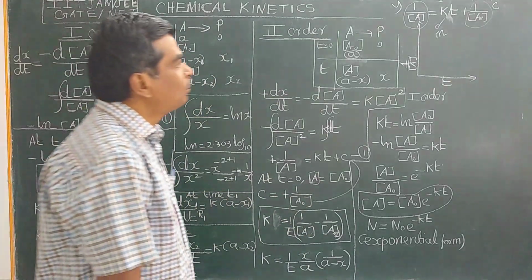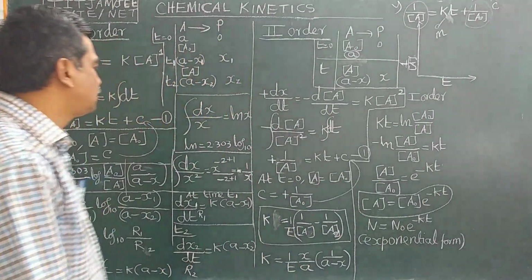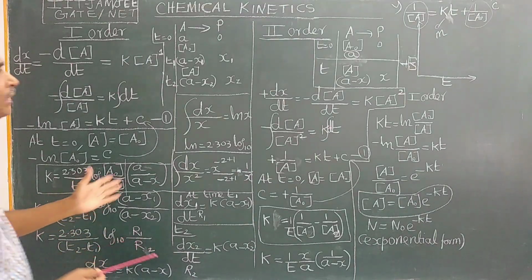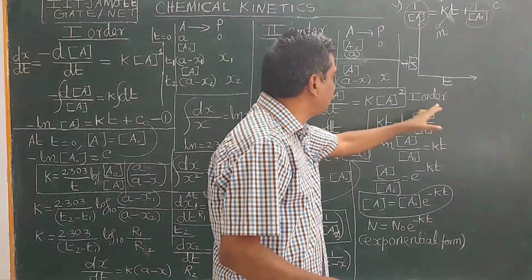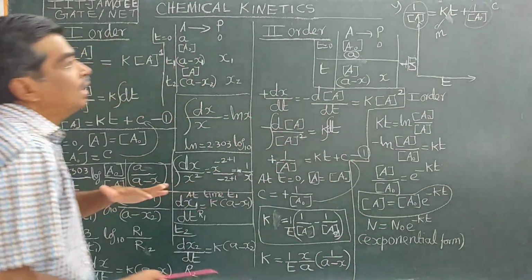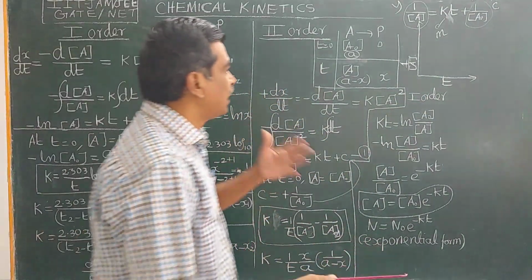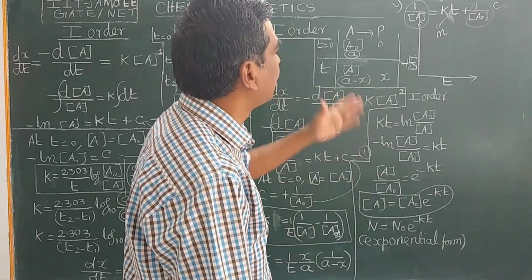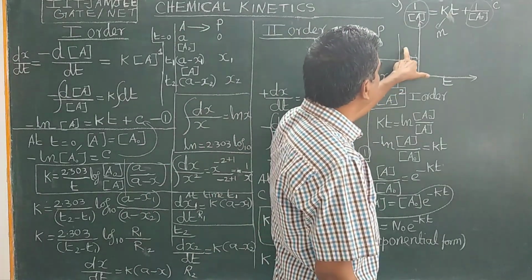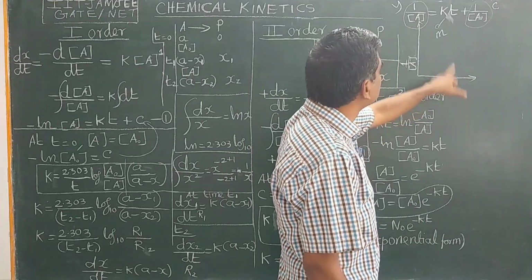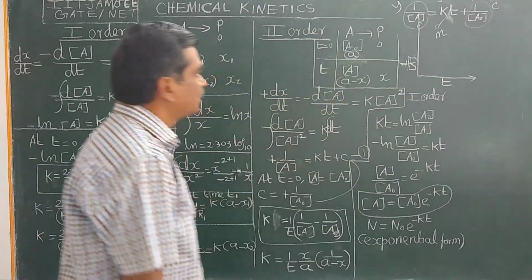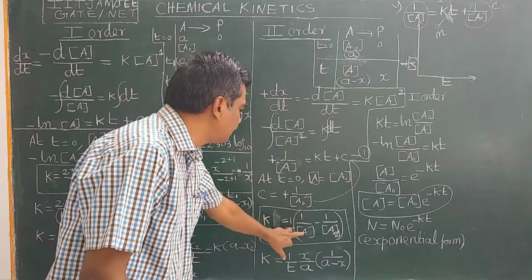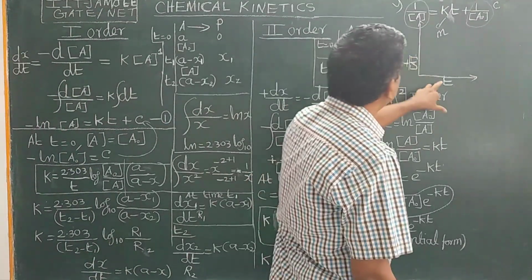Now, there are several questions on plotting 1 by A versus time, or A versus time. What will be the slope? What will be the nature of the curve? For example, in one of the CSIR or GATE problems, 1 by A is plotted against time. For a second order reaction, what will be the nature of the curve?